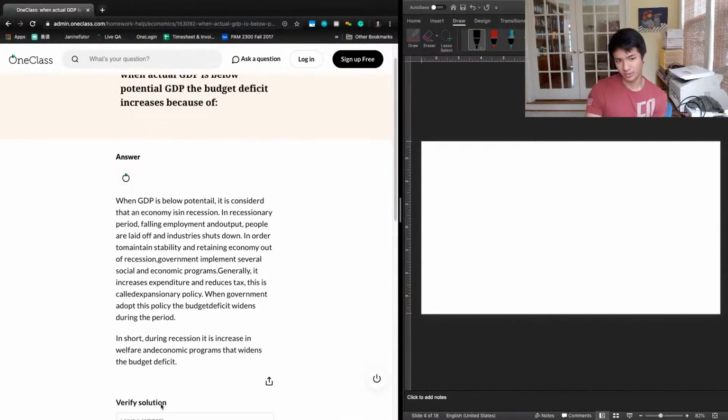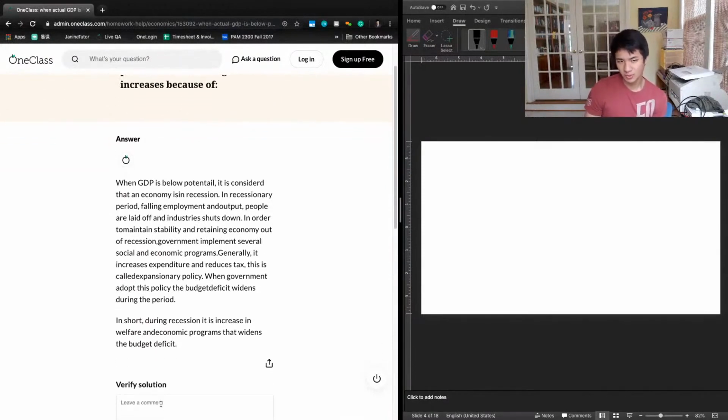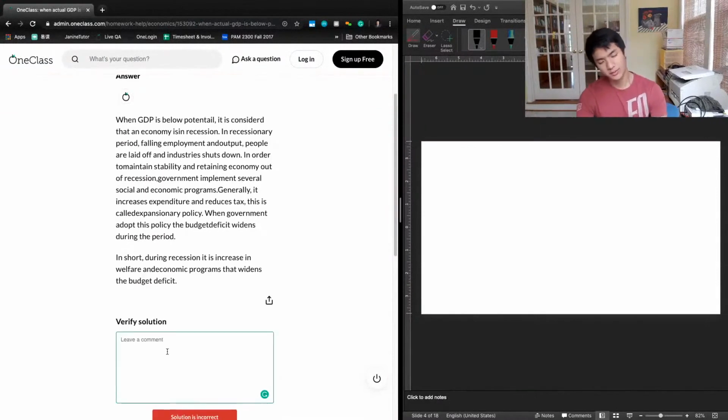Let's take a look at what the previous tutor said. The previous tutor says that when the GDP is below potential, it is considered in recession. In the recessionary period, with falling employment and output, people are laid off and industries are shut down. In order to maintain stability and economic output, the government must implement several social and economic programs. Generally, it increases expenditure and reduces taxes, which is called expansionary policy. When government adopts this policy, the budget deficit widens. In short, during recession, it is an increase in welfare and economic programs that widens the budget deficit. So this could be a better answer, I think.